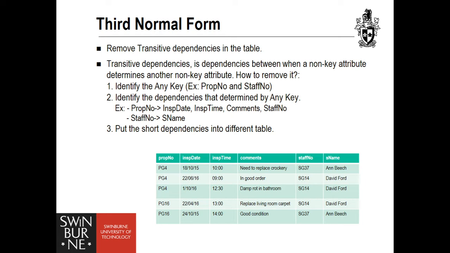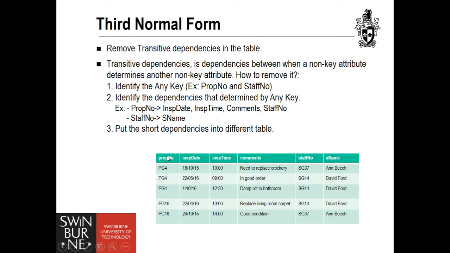The first one, we need to identify any key. What's the key here? So given this table, you can see prop number and staff number are 2 keys. This is the first key, this is the second key. And after that, we need to identify the dependency that is determined by any key.